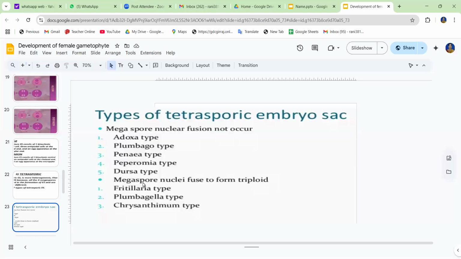Okay. So the types of tetrasporic embryo sac. In this type of embryo sac, there are several variations. In several cases, 16 nuclei are formed as a result of 2 divisions after megasporogenesis. So they are further subdivided into 7 types. The first one is the Adoxa, Plumbago, Penaea, Peperomia, Drusa, Fritillaria, Plumbagella, and Chrysanthemum. We will observe them one by one.